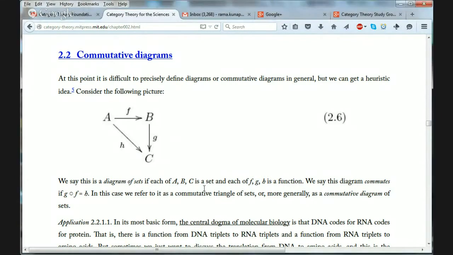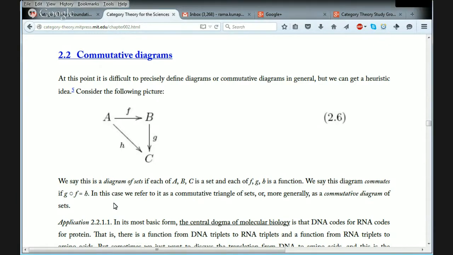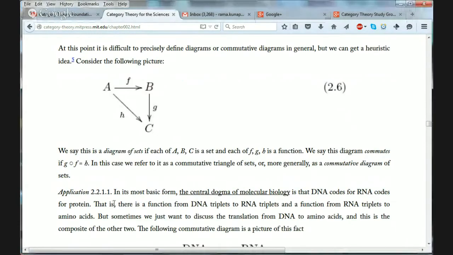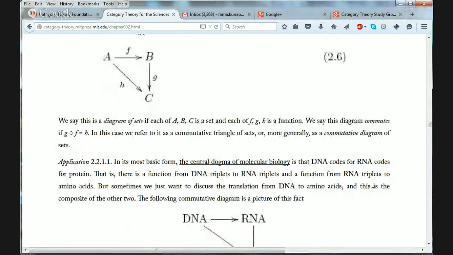The entire diagram commutes when g composed with f, that means you start with f and compose with g, is the same as h. It's something we've seen in the past, so same concept.